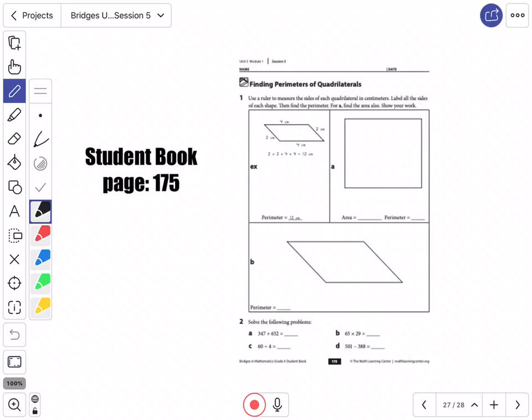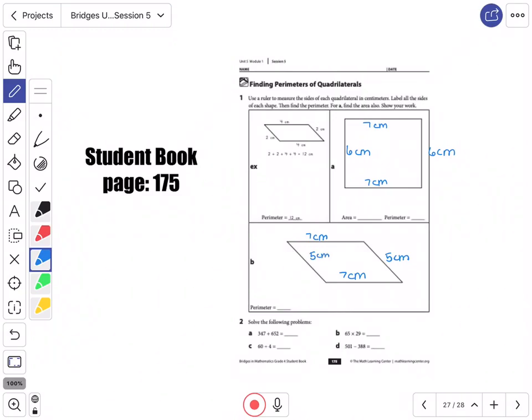Perfect. Okay, you, my friends, are going to complete page 175 on your own. Now, the only thing is, it says that we need to use a ruler to measure the sides of the quadrilateral. A quadrilateral is a 4-sided figure. Now, if you don't have a ruler, I'm going to go ahead and just fill in the measurements for you, and then you're going to go ahead and figure out the rest, okay? So, if you don't have a ruler, I'm just going to fill these in. This is 7 centimeters. This is 6 centimeters. 7 centimeters. 6 centimeters, okay?